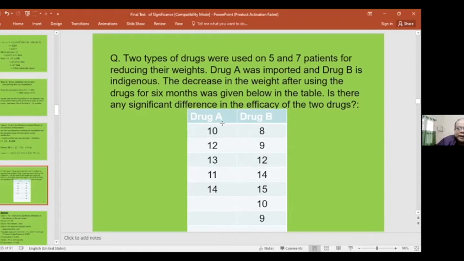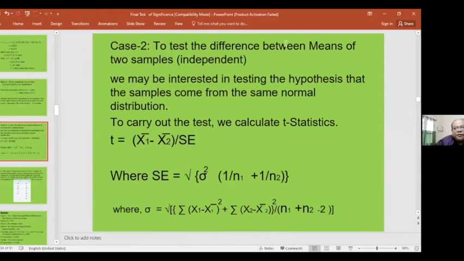So drug A, imported, 5 people, continuously being examined for 6 months. So 1, 2, 3, 4, 5: 5 persons on drug A. Then 7 persons on drug B. These are 2 samples, and they are independent of each other. One is treated with drug A, another with drug B. So my second case was to test the difference between means of 2 samples.